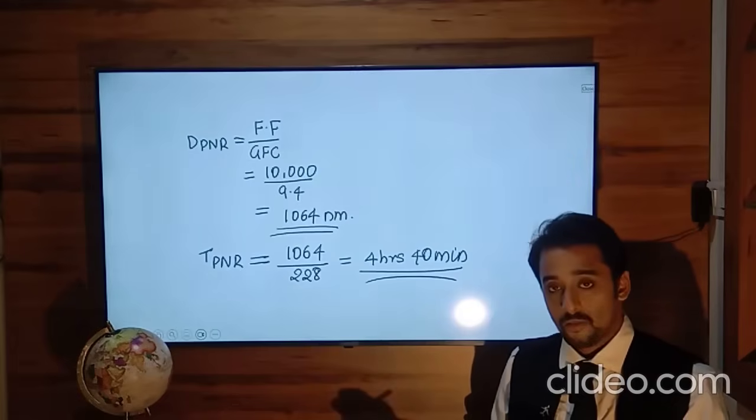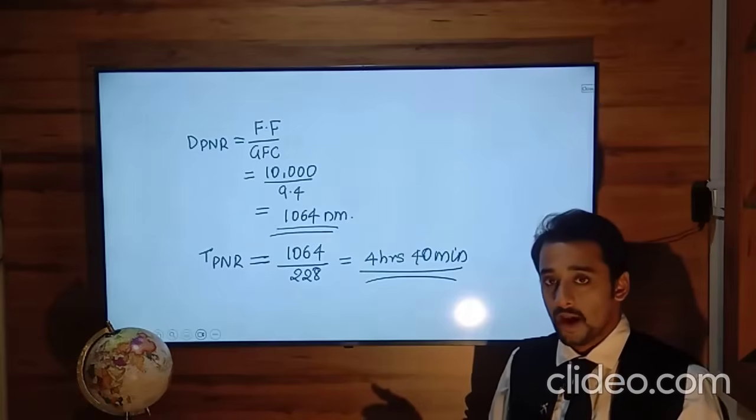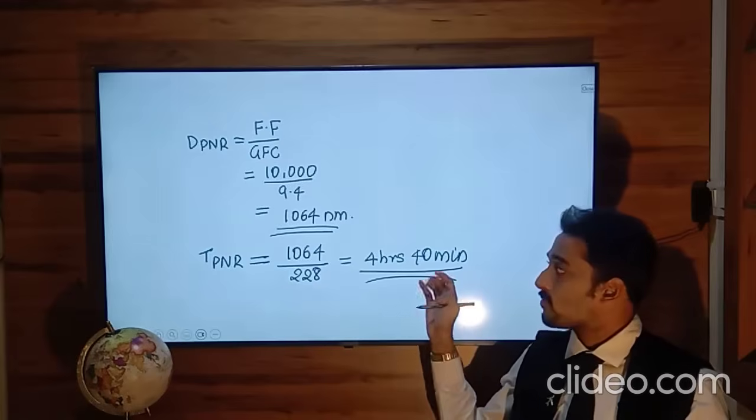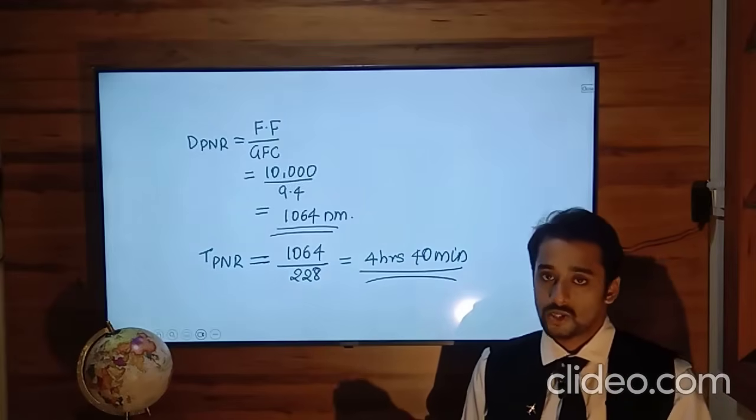Then substitute in the formula. 10,000 divided by 9.4 is 1064 miles. Time will be distance divided by outbound speed, which is 4 hours 40 minutes. In the exam, you have to do it like this and select the closest option.